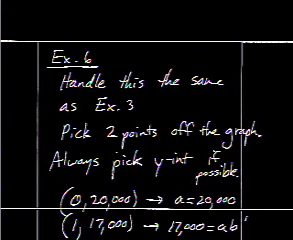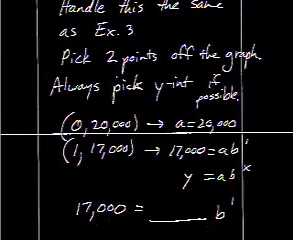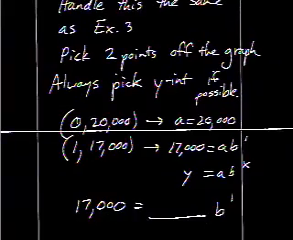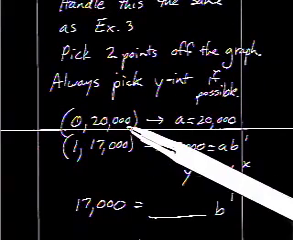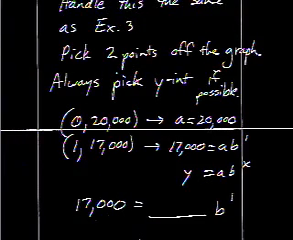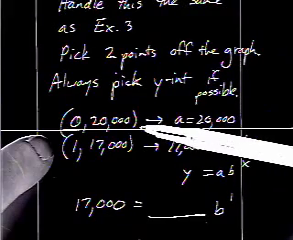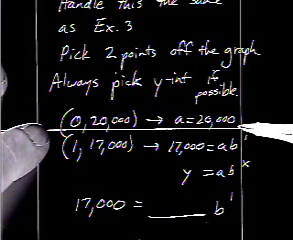Handle this the same way we did example 3. You're going to be looking at a graph. You're going to need to pick out 2 points off the graph. If I were you, I would always pick the y-intercept if possible. The y-intercept makes things a lot easier. So for instance, if you are looking at example 6 in the book, you can see that I picked the y-intercept (0, 20,000) and (1, 17,000). Now, you can pick any points that you want, but you'll make your life a lot easier if you pick the y-intercept, because as soon as you pick the y-intercept, you immediately know the a value.